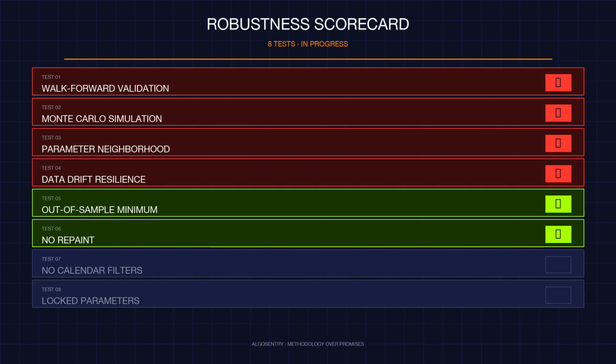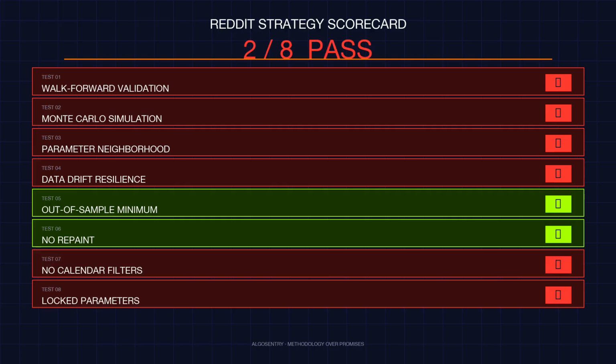Test 7. No calendar or time-of-day filters. The Reddit post used time filters. Only trade 9:30 to 11 a.m. Eastern. I tested with and without. With filters, positive returns. Without, negative. Fail. The edge depended on timing of day. Test 8. Locked parameters since inception. The Reddit poster admitted to retuning the parameters in 2024. Fail. Final score. 2 out of 8.